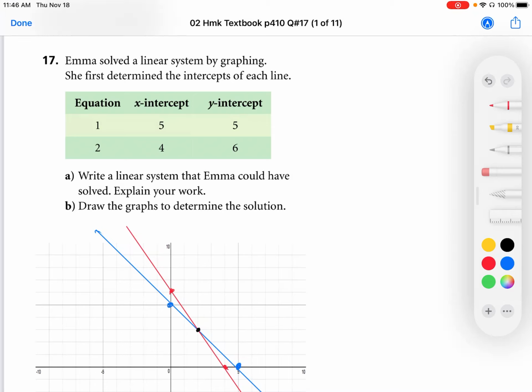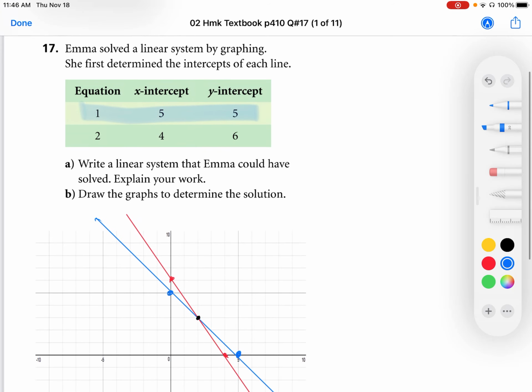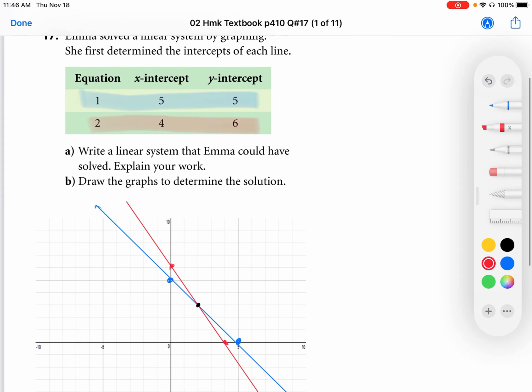Emma solved the linear equation by graphing. She first determined the intercepts of each line. So she has equation 1, which I've done in blue. Okay, so equation 1 is in blue. It has an x-intercept and a y-intercept of 5 and 5. And we also have equation 2, which has an x-intercept at 4 and a y-intercept at 6.